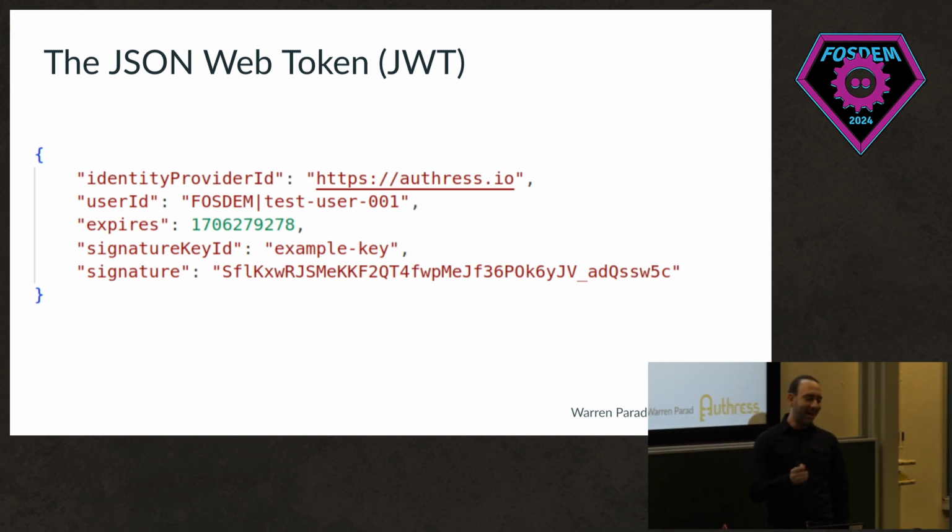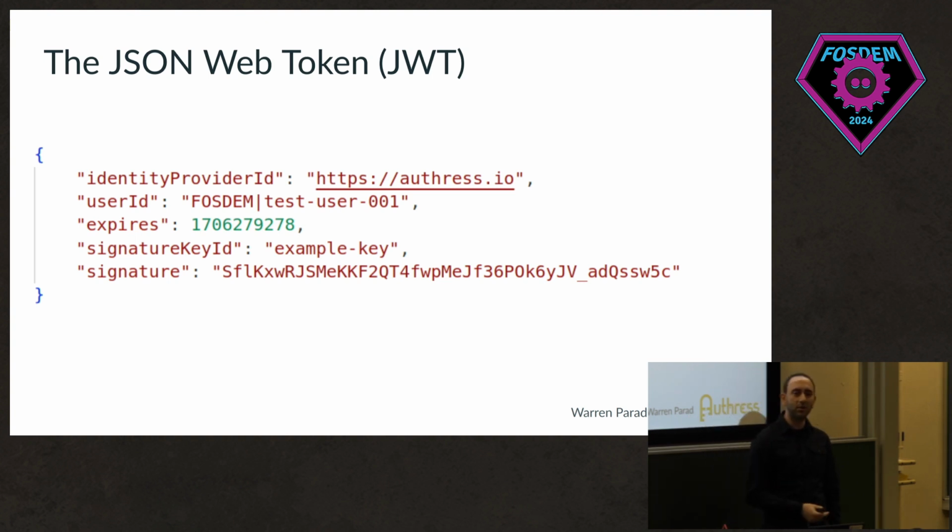A JWT has properties that can be completely configured, but at least it contains the identity provider where the token came from and the user ID that the token represents. Usually they're short-lived tokens that expire. I created this one, and it's actually going to expire soon during the conference. And there's a signature that allows us to verify it.